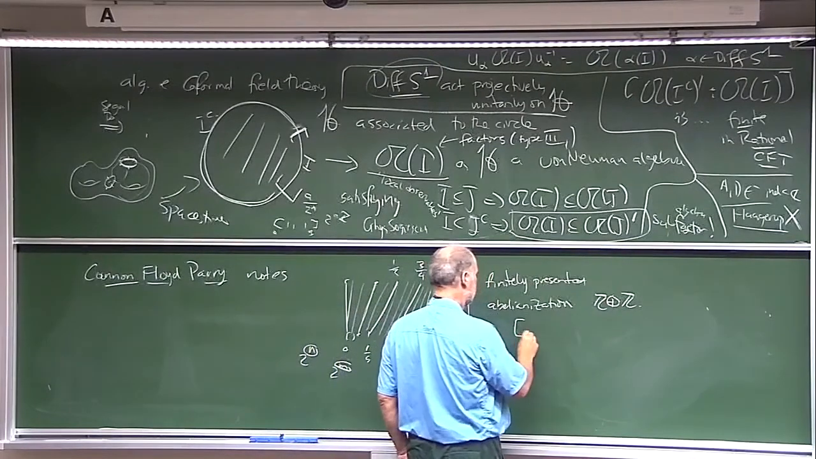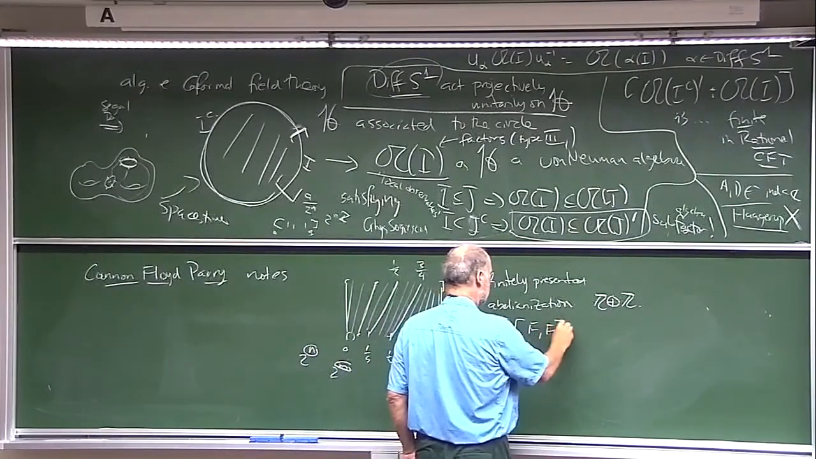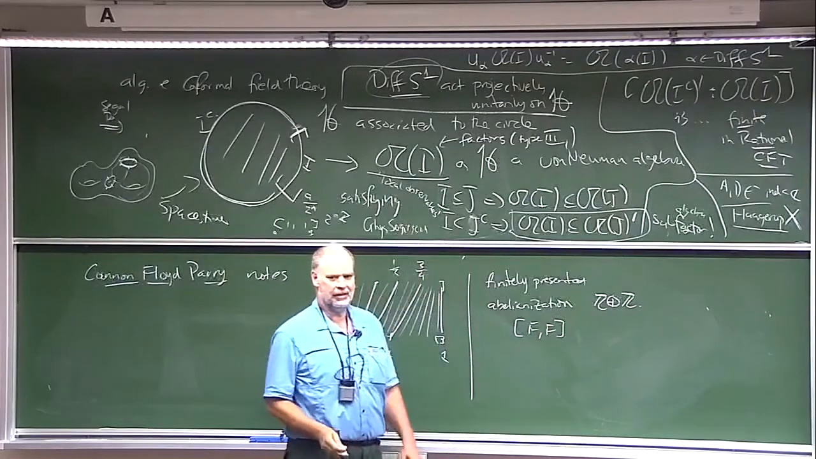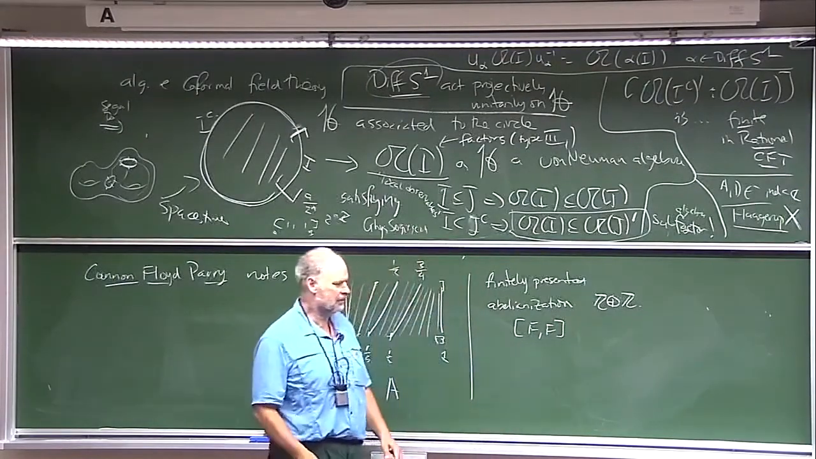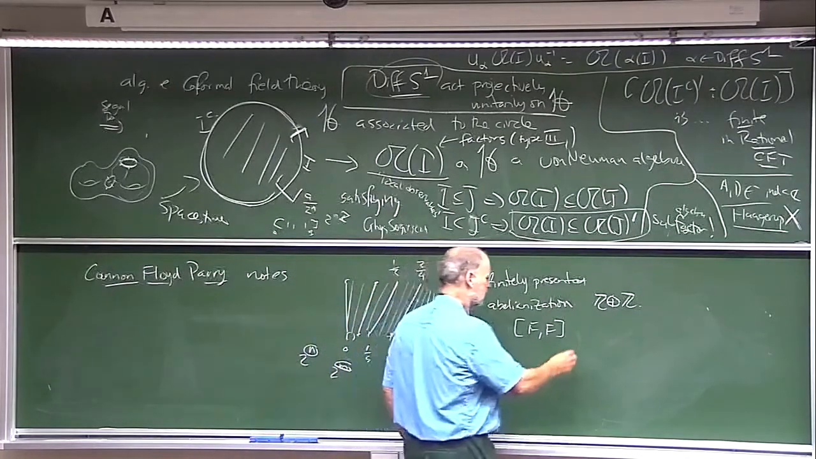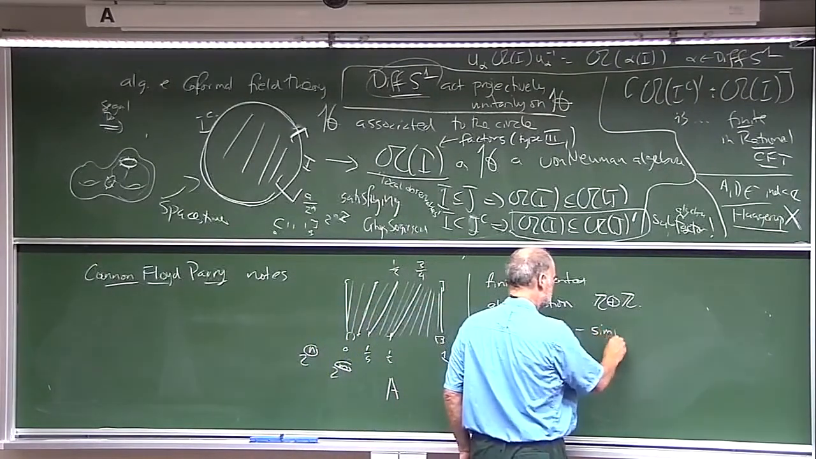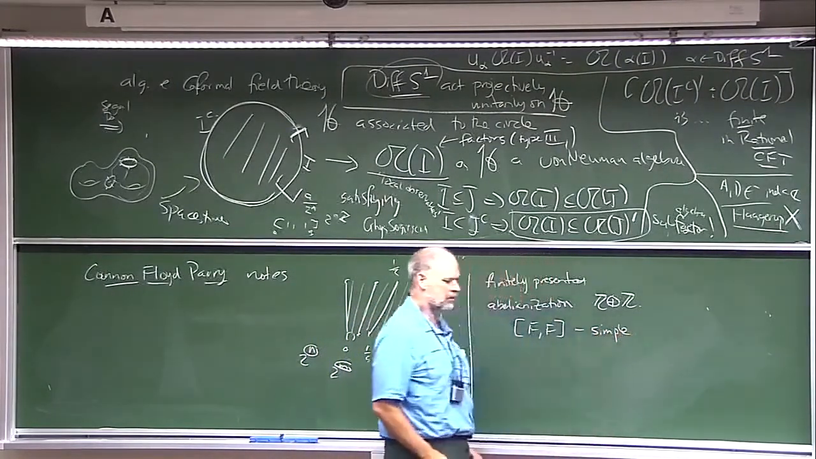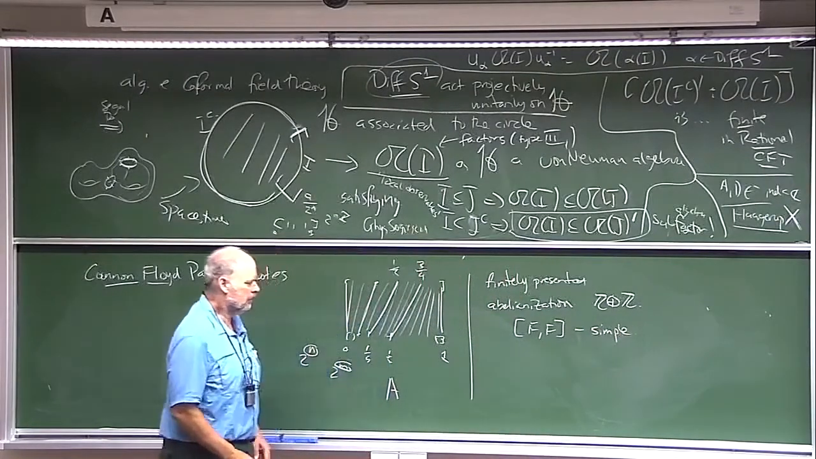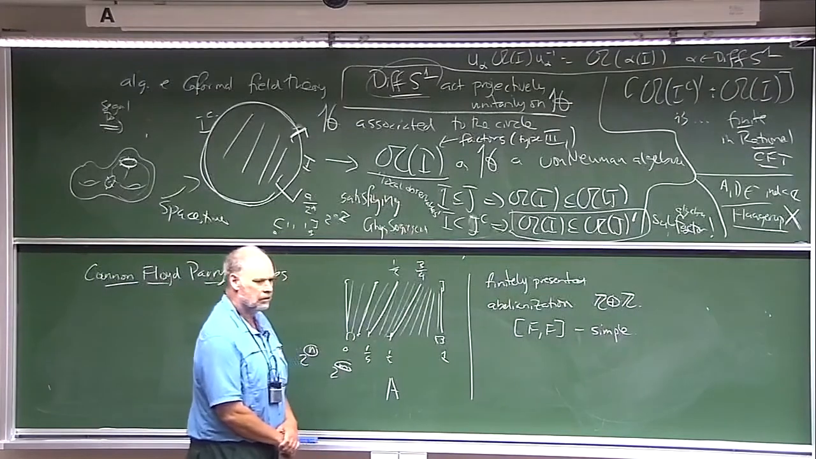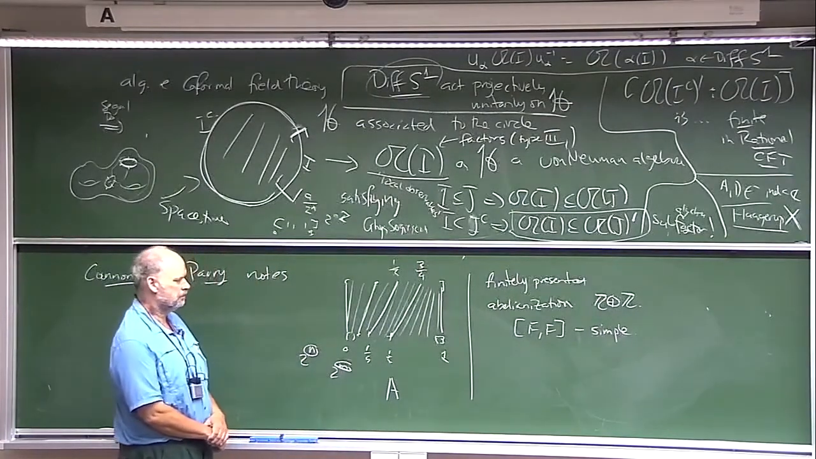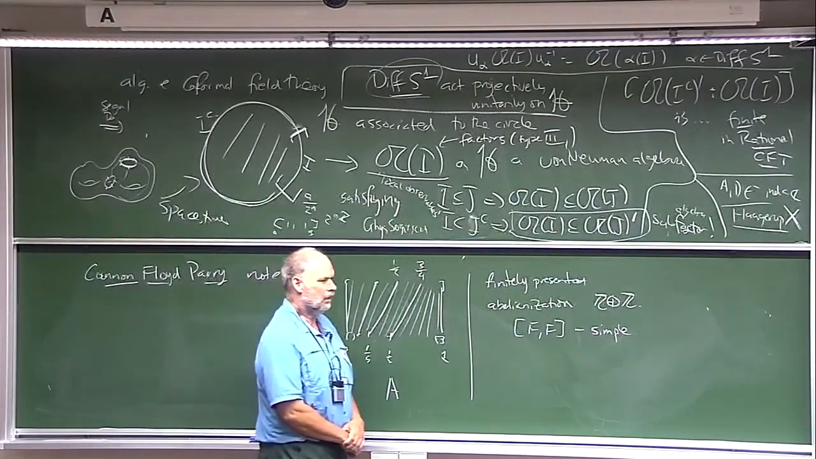The commutator subgroup, F prime, is, in general, in group theory, you take the commutator subgroup and the descending central series and so on, but unfortunately this is simple. So this was one of the early examples of an infinite discrete simple group: the commutator subgroup of the Thompson group.